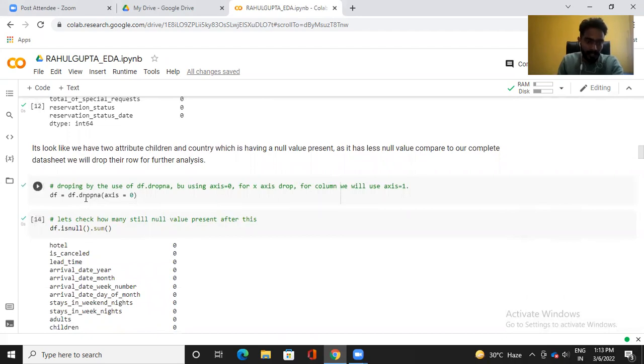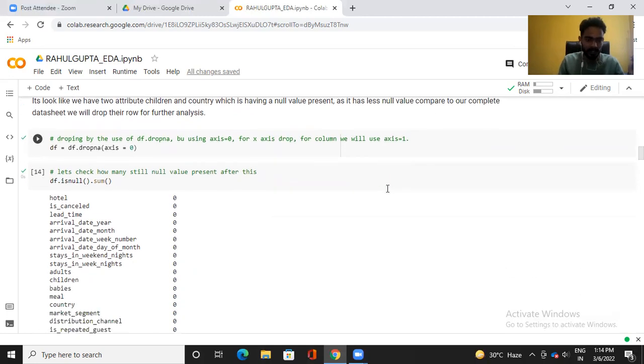For that I used df.drop with axis equal to 0. One important thing here is why I used axis equal to 0. If you use axis equal to 0, the data you are dropping is row data. And if I use axis equal to 1, then it will be column data.